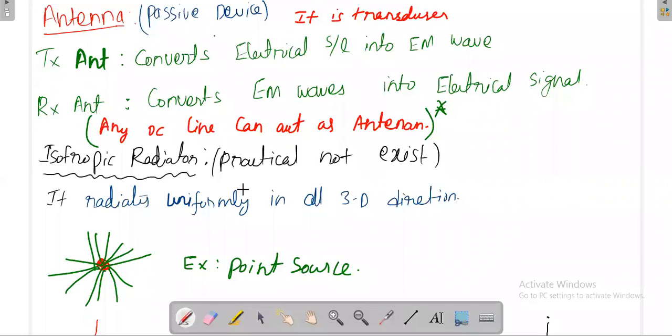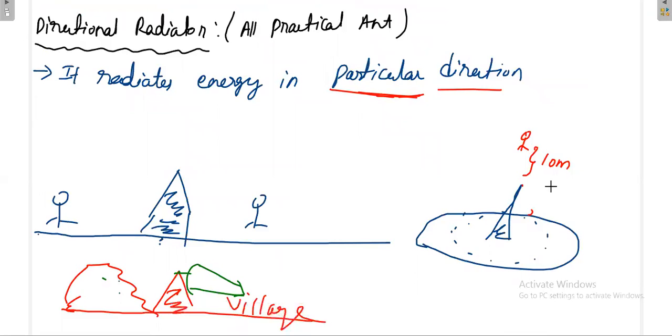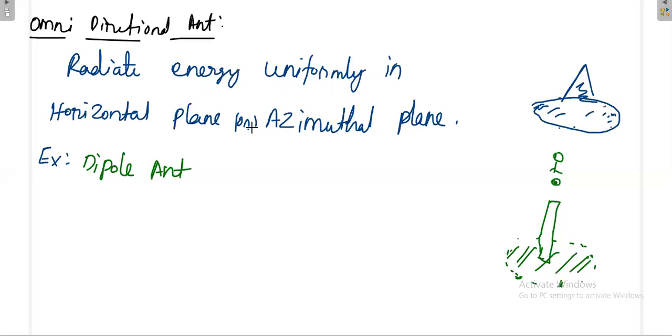Next, what is a directional radiator? It will radiate only in a particular direction, because in reality we will radiate only in the horizontal plane, not in the vertical plane, because people are present only in the horizontal plane. So in reality, all practical antennas will radiate in a particular direction. That's why a practical antenna is called a directional radiator.